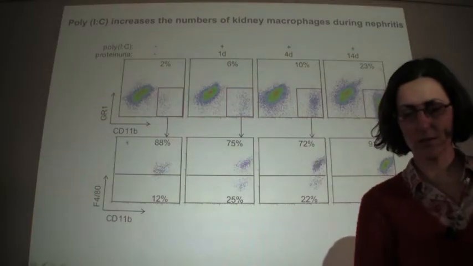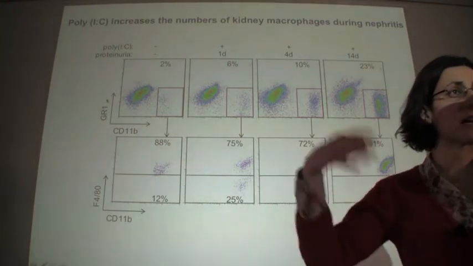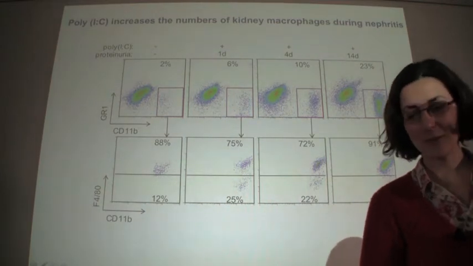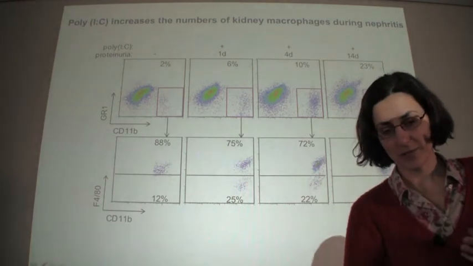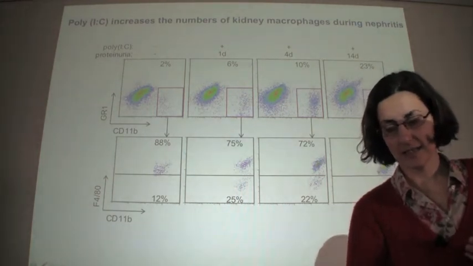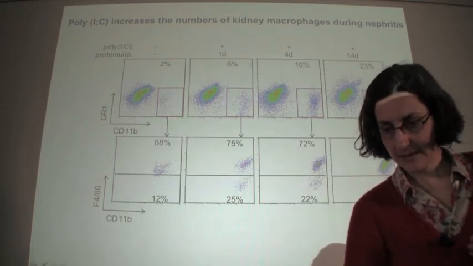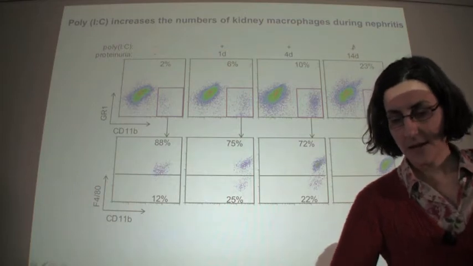So this is what's shown here. By CD11b and Gr1, Gr1 high cells would be neutrophils. So here's where you expect neutrophils, and there are few, but compared to the macrophages, very few. So you have quite a lot of macrophages there, and F4/80 high are like the kidney macrophages. So basically, this is when you have both poly(I:C) and disease, kidney disease, proteinuria.